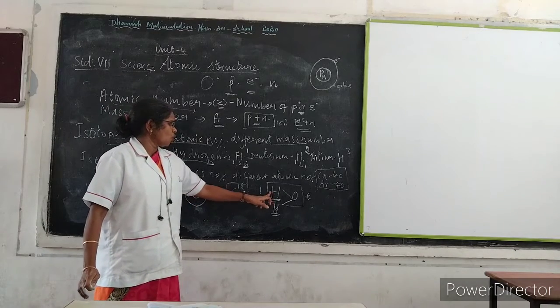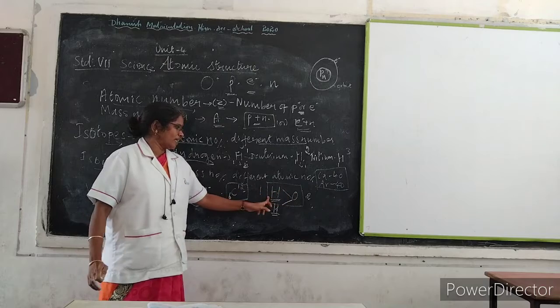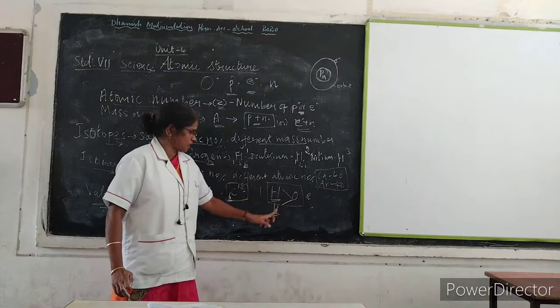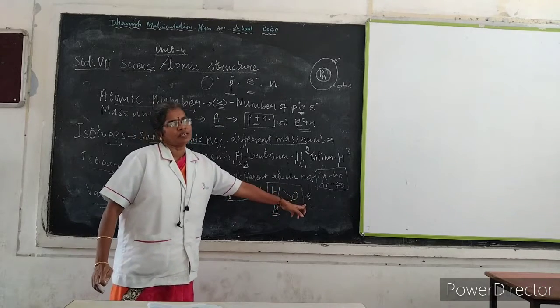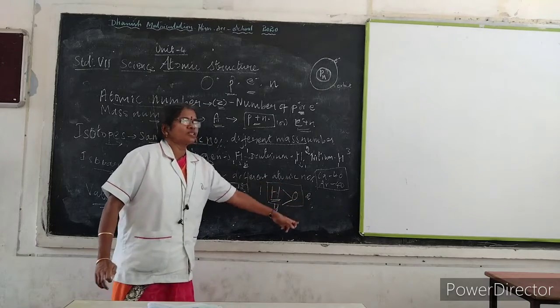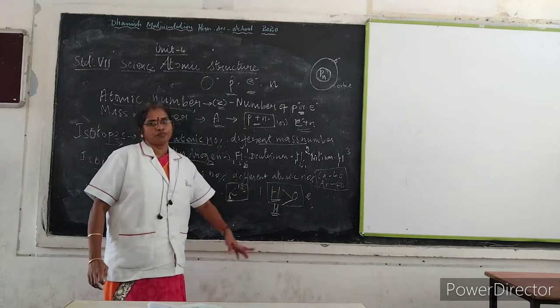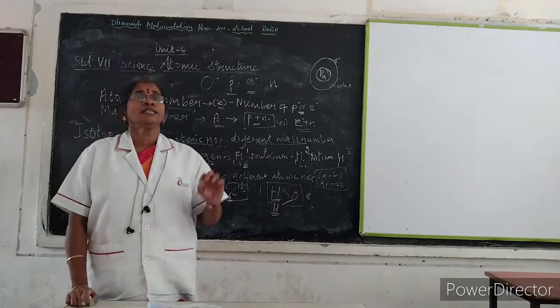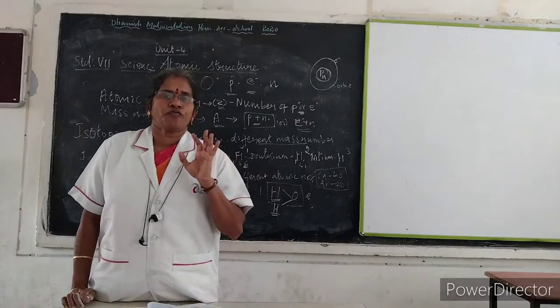Like here, one hydrogen can combine with one oxygen. Another hydrogen combines with the same oxygen. So the water is formed, H2O. So valency is nothing but the combining capacity of an element.